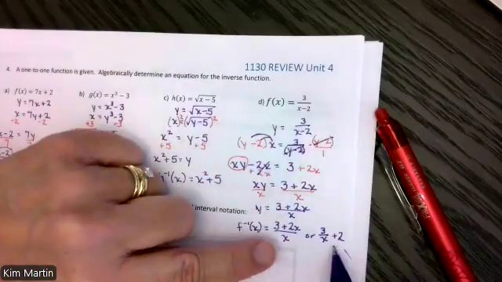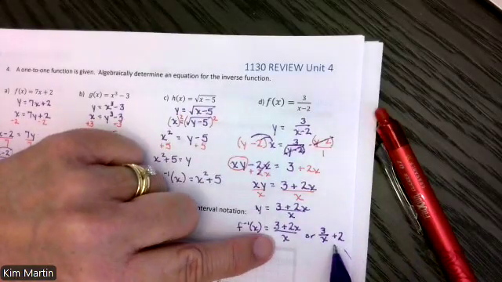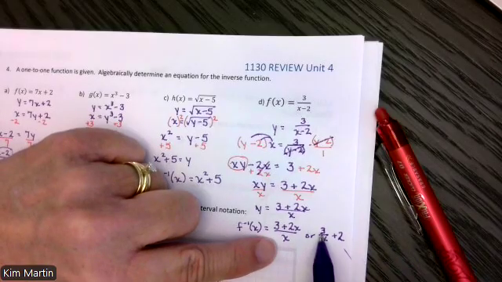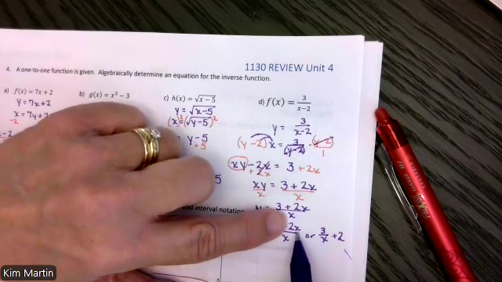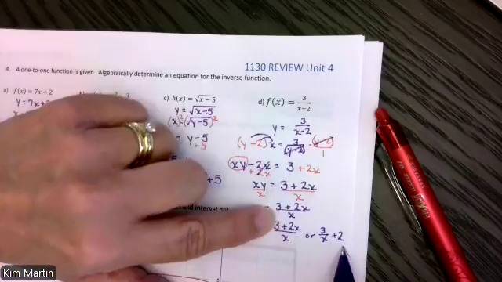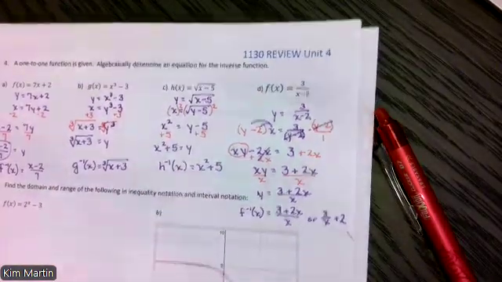Okay? Both of these are the exact same thing. So if I divided this by x, I still get 3 over x. If I divide 2x by x, I end up with 2. So either way is fine.